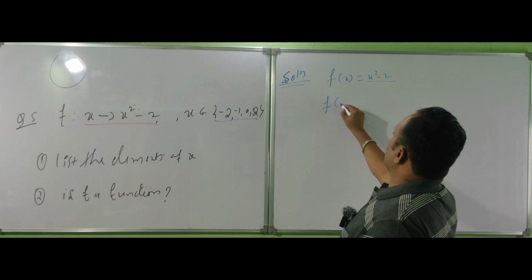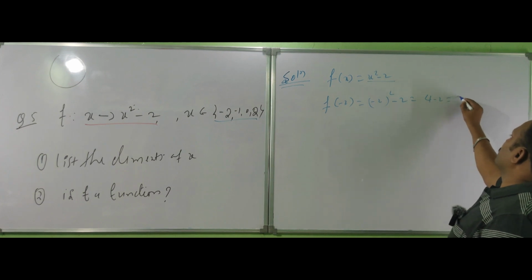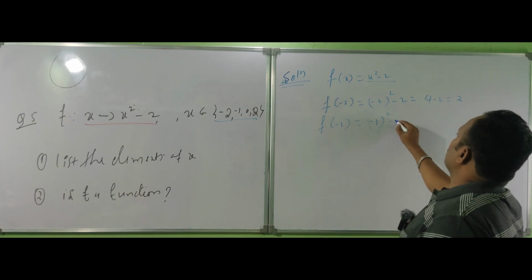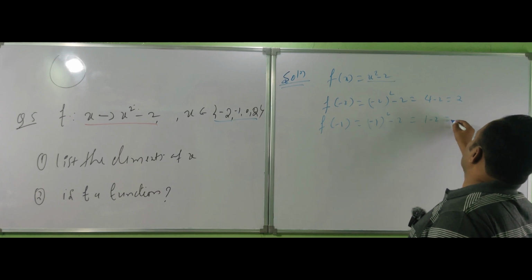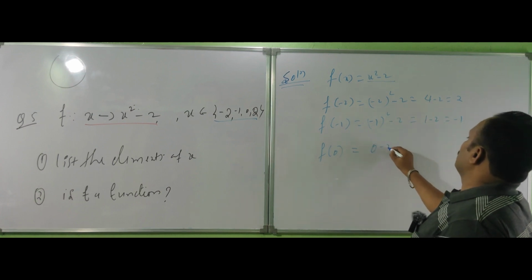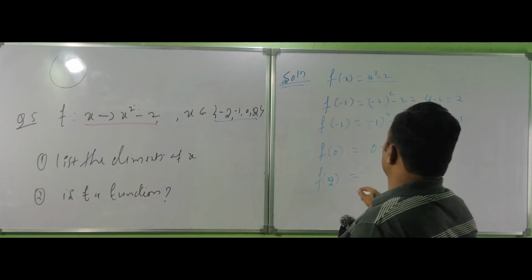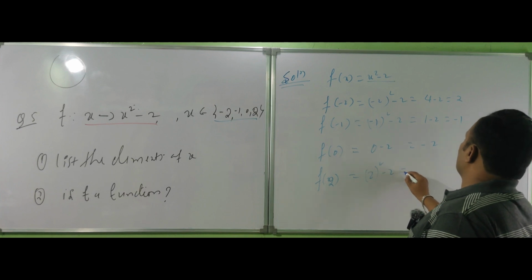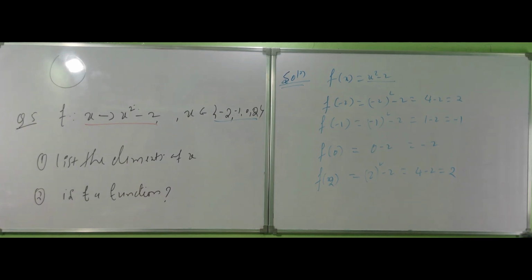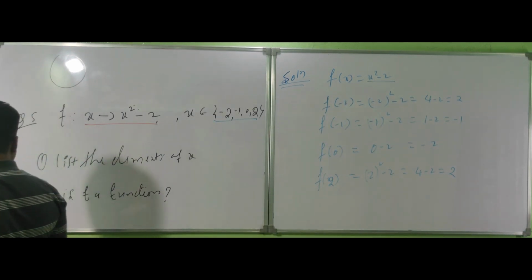f of minus 2 is equal to minus 2 whole square minus 2, equal to 4 minus 2, equal to 2. And f of minus 1 is equal to minus 1 whole square minus 2, equal to 1 minus 2, equal to minus 1. And f of 0 is equal to 0 minus 2, equal to minus 2. And f of 2 is equal to 2 square minus 2, equal to 4 minus 2, equal to 2. They want us to list the elements of f.